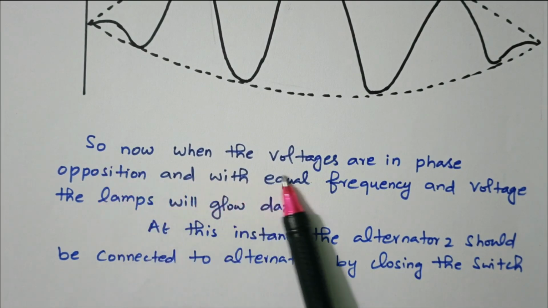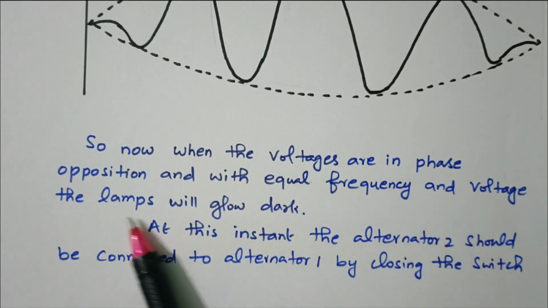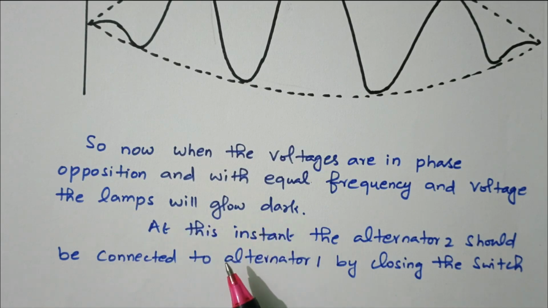Now when the voltages are in phase opposition with equal frequency and voltage, the lamp will grow dark. At this instant alternator 2 should be connected to alternator 1 by closing the switch. In the first condition, the voltage is equal, the frequency is equal, and the voltage is in phase opposition, which means the resultant voltage will be 0 and the lamp will not glow. Frequency is the same, voltage is opposing, so the resultant voltage is completely 0.